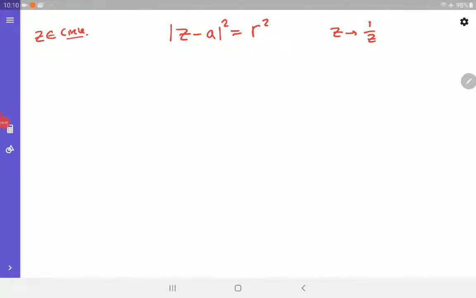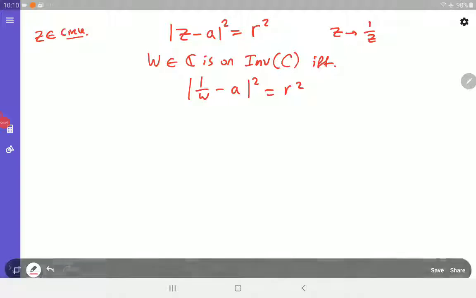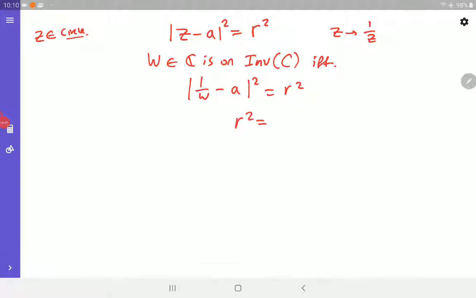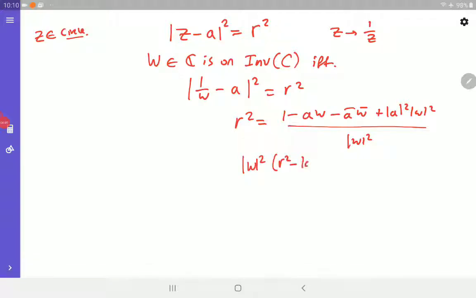Then w in C is on the inversion of the circle if and only if 1 over w minus a, squared, is equal to r squared. Now rearranging, we get r squared is equal to 1 minus a w minus a bar w bar, divided by w squared, which you can rearrange to give you this. Now this tells you something very important.